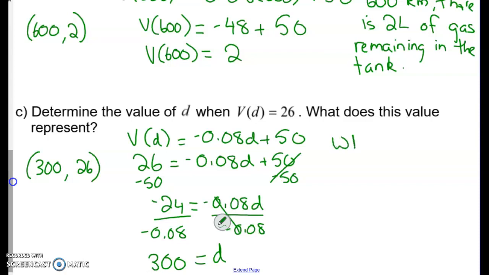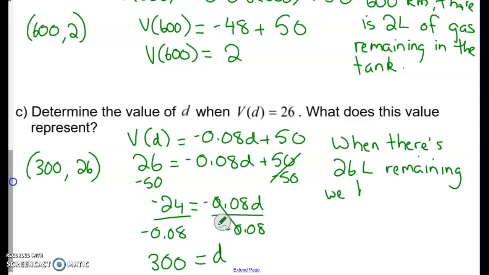So that means when there are 26 liters remaining, we have driven 300 kilometers.